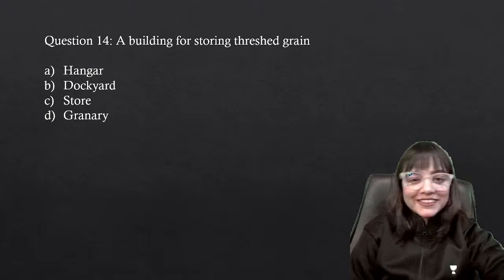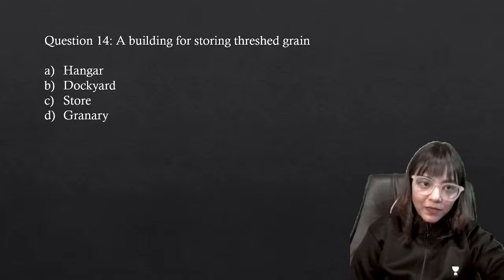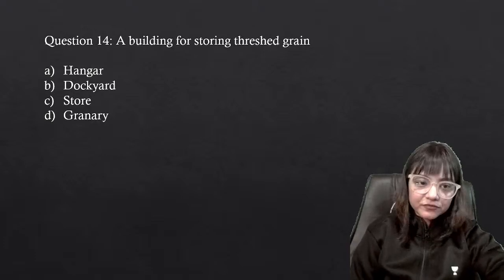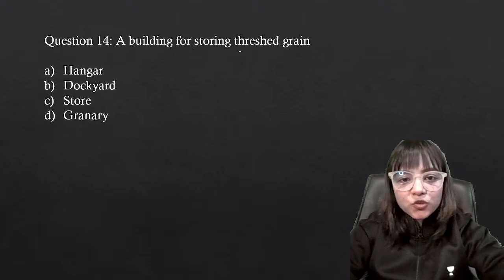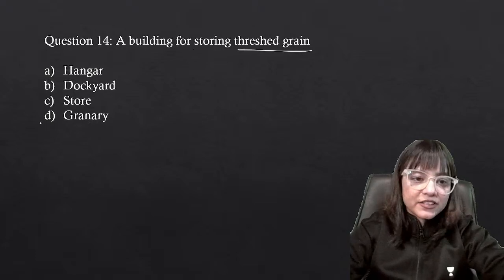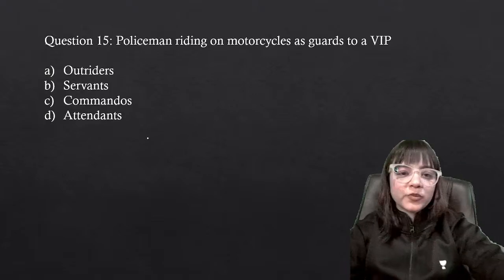So anonymous is here. Yes, a building for storage of threshed grain, it is called a granary, right? Granary, all right. Moving on to the 15th question.